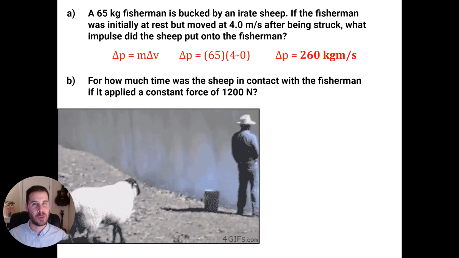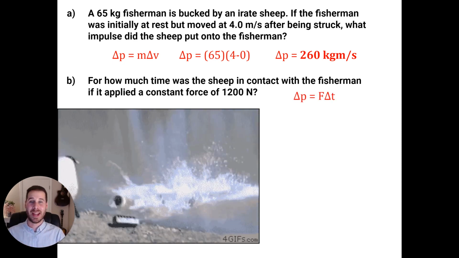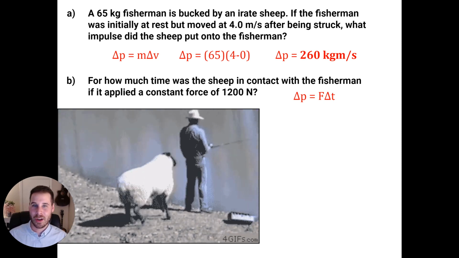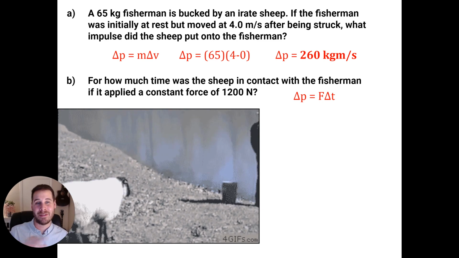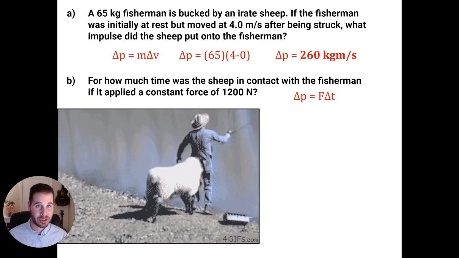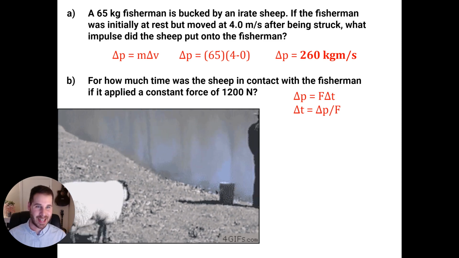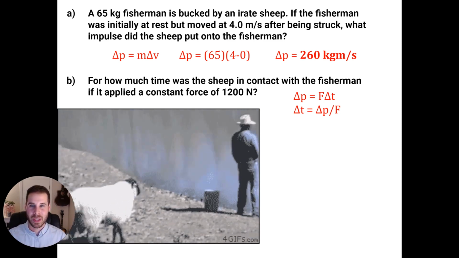So this is kind of similar to part B in the last problem. Right away, we need the formula that includes force and time, because those are the two things being offered here, and they're asking us to solve for time. So I'm going to solve for time by dividing both sides of the formula by force. Doing that makes it look like this: delta T, or contact time, equals the change in momentum divided by the force.